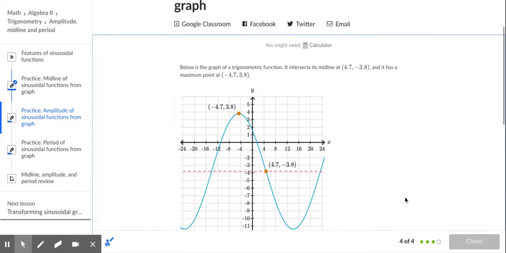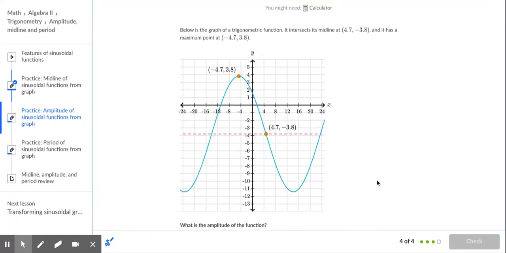All right, so in this one, we are given the midline and the maximum. So instead of being given the maximum and the minimum, we're given the maximum and the midline. Note that again, we are just looking at the y coordinates. We're given the x coordinates, but we don't really need them right now. We only really need the y coordinates, because the amplitude is just this y distance. It has nothing to do with x, and the same with the midline.